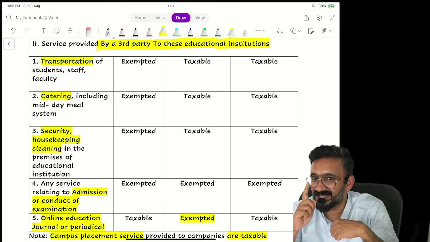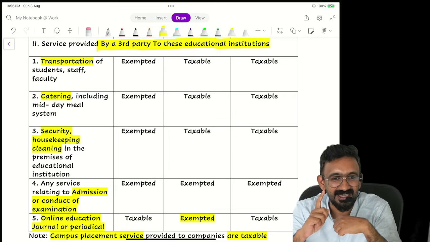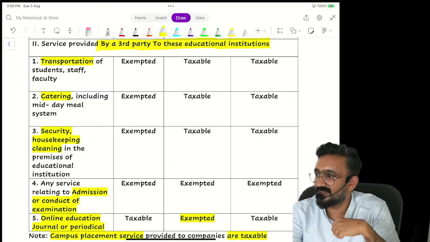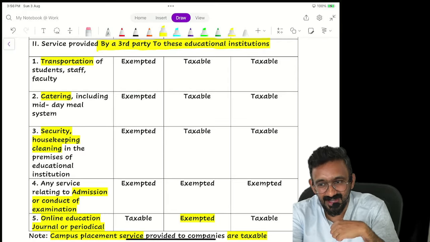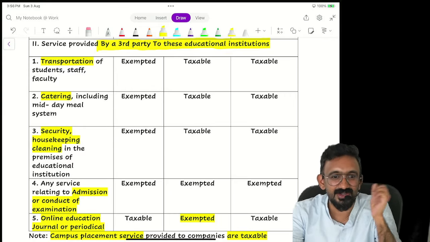Fix the supplier, fix the recipient, guys. Don't have a peripheral understanding. If you have a peripheral understanding, one tough exam, done. If you get this understanding in your head, who's the supplier, who's the recipient, then you're sorted.